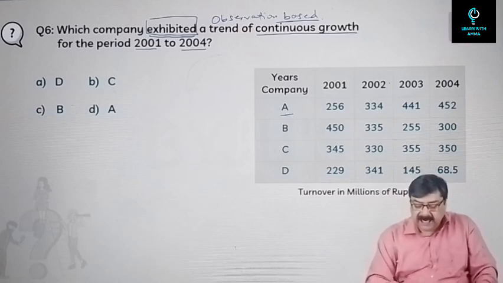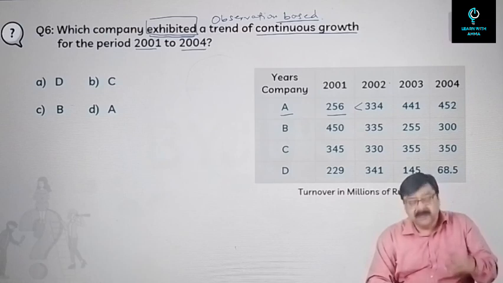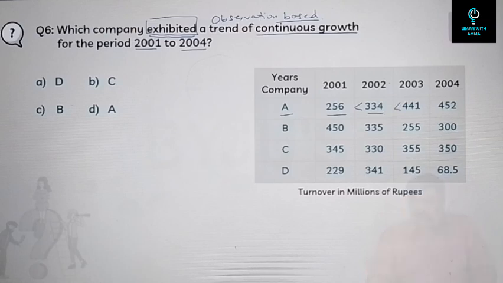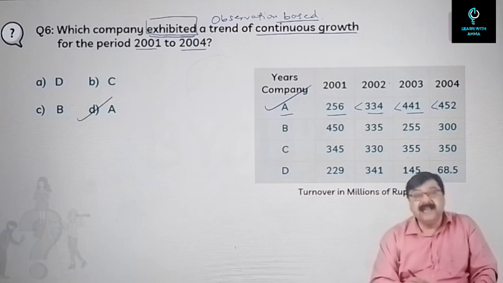So for company A, 256 is lesser than 334, which is a greater number. It should be lesser than 441. Yes, it is a greater number, which is lesser than 452. Yes, A is correct. So we have already found out our answer. Choice D is the correct answer.